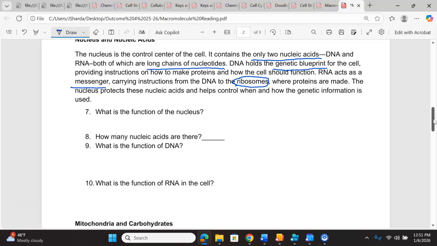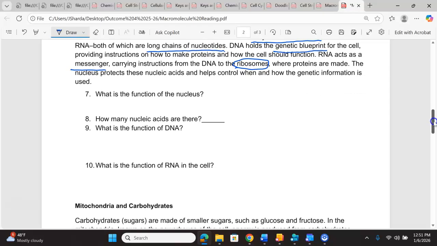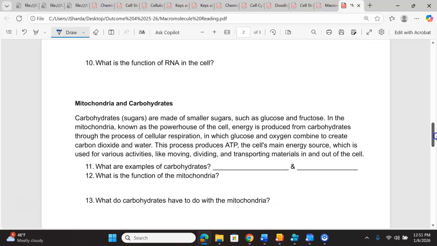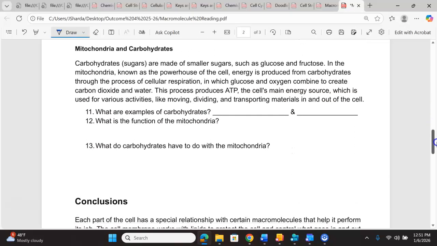Okay, what do all of these things do? These 2 nucleic acids function in 2 different ways. Where are they made? What are they made of? And what do they do for our cells? All right, last one. Mitochondria and carbohydrates. Carbohydrates, or sugars, are made of smaller sugars. So this is actually the monomer, right? The building blocks of sugars are smaller sugars, such as glucose and fructose.